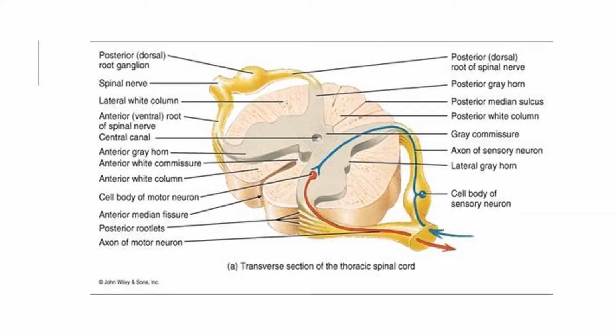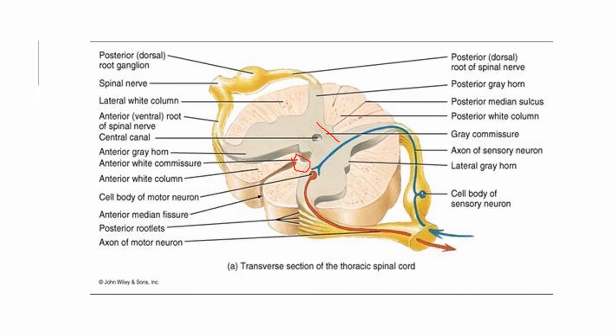Having a closer look at a cross section, we're looking at a transverse section of the thoracic spinal cord here. We have the commissures: the grey commissure, which joins the 2 grey matters together, and the white commissure, which is joining the 2 halves. Both of those join the 2 halves together.